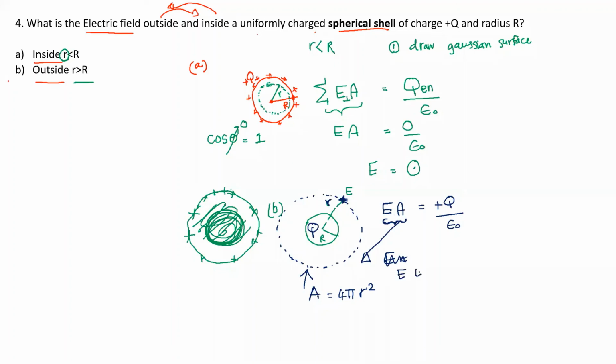So E times 4 pi small r squared is equal to plus Q over epsilon naught. So your electric field is Q divided by 4 pi epsilon naught r squared. And can you see that this is very similar to something that you have seen before? This equation is exactly like the electric field for a point charge, right?